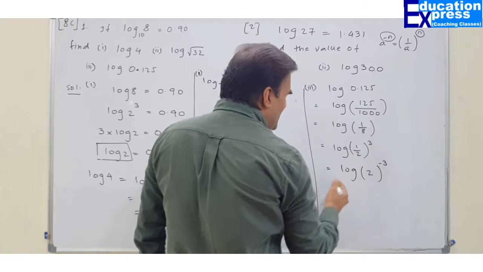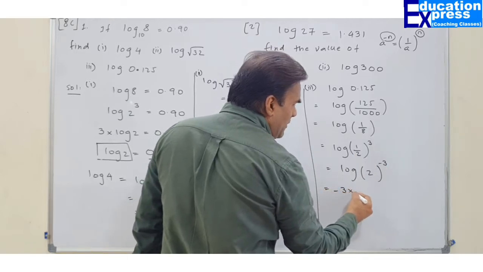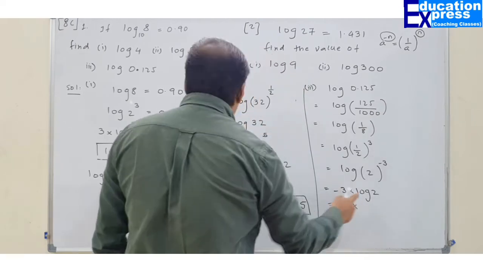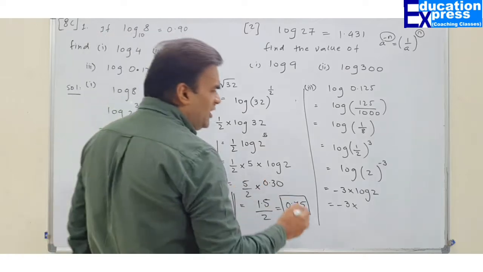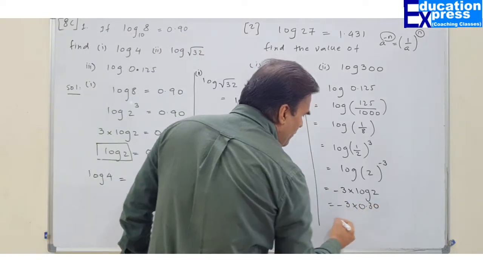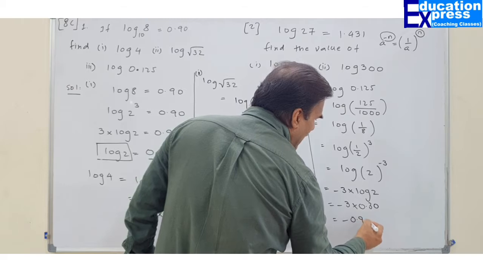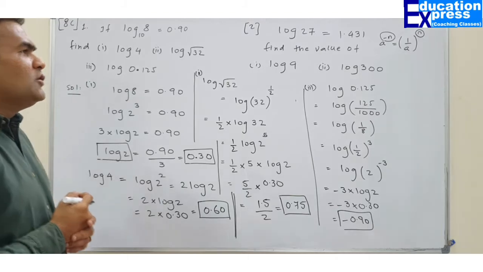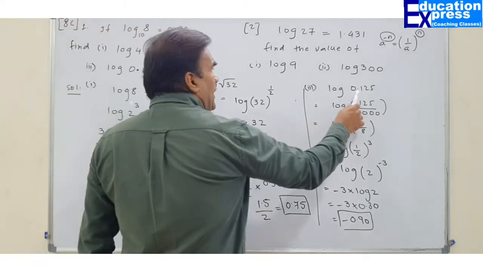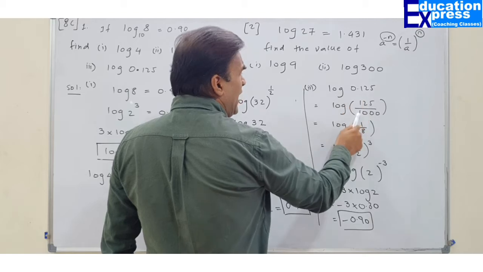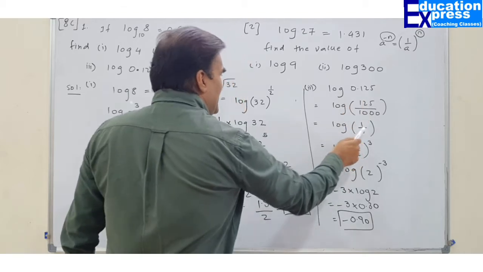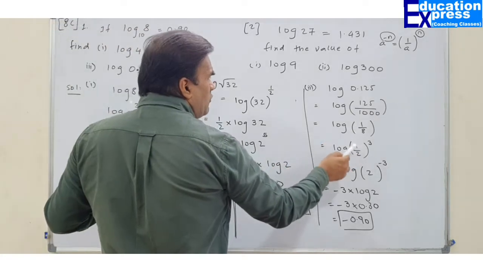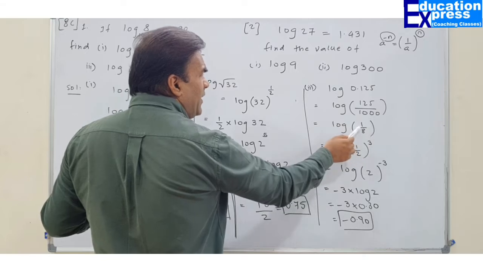2 raised to minus 3 would mean minus 3 multiplied by log 2. Minus 3 multiplied by the value of log 2, which we know as 0.30, which means minus 0.90. My dear friends, this is the value of log 0.125. What I did was convert it into a fraction, which means 1 upon 8. Since I have 1 upon 8, whereas the value of log 2 is available, I am finding out how exactly we can bring 2 over here.